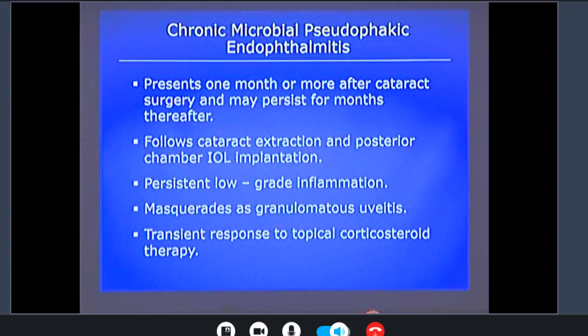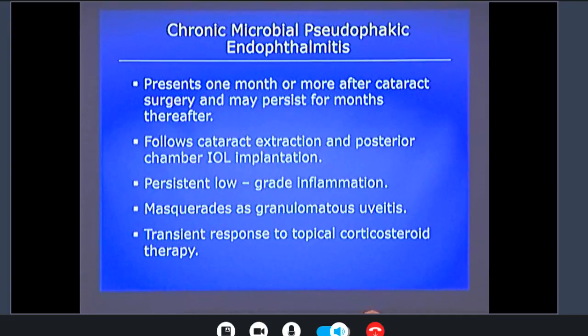Then we'll move to chronic endophthalmitis after cataract surgery, which is the one which is frequently missed. I just had a phone call yesterday from one of our colleagues who was discussing one case with me. These cases are present, but are frequently missed.